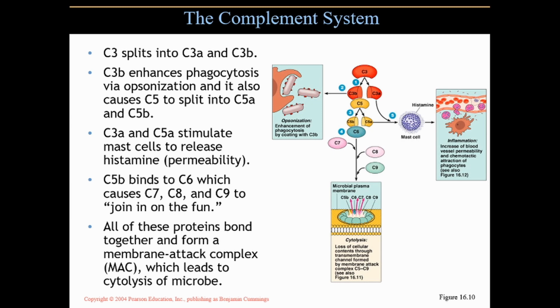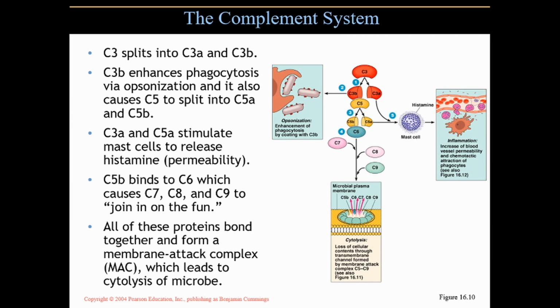C5b now, so we took care of C5a. Let's look at what C5b is doing. Well, it binds to C6, which causes C7, C8, and C9 to join in on the fun. And so you have these working together, 6, 7, 8, and 9, and including C5b, so that's, sorry, five of them working together. They join together and form what's called a membrane attack complex, which leads to the cytolysis of the microbe.